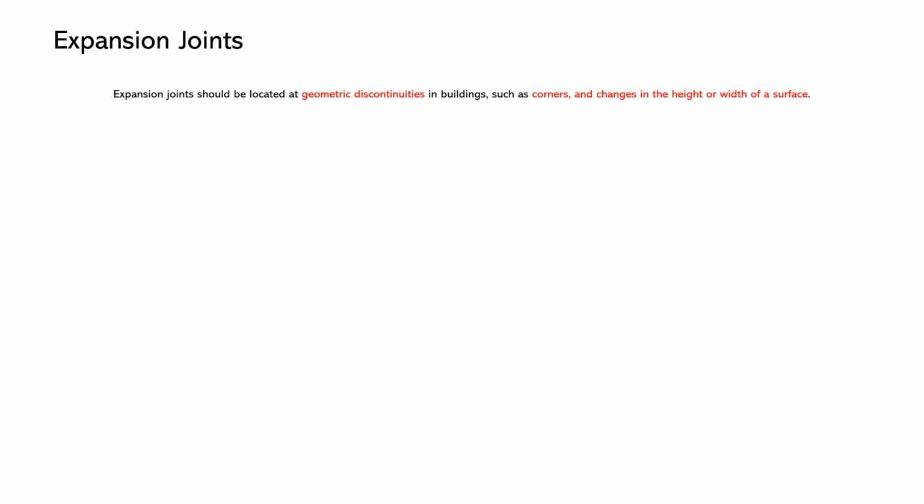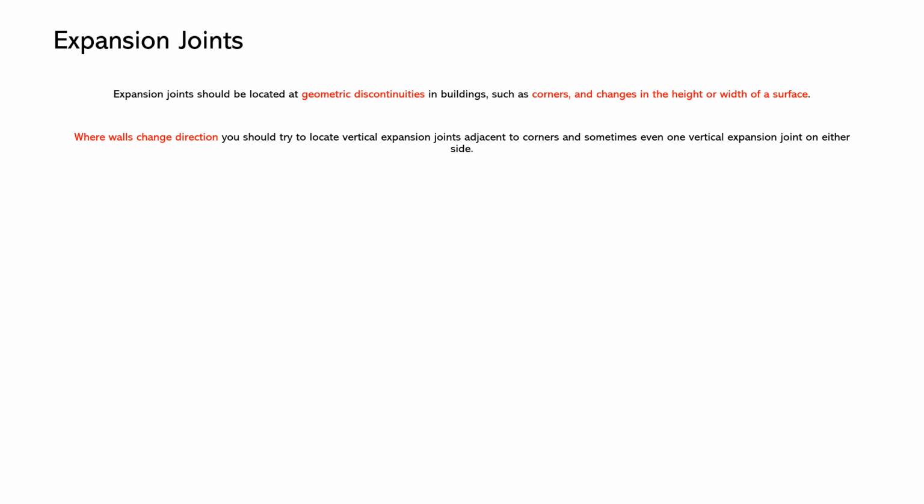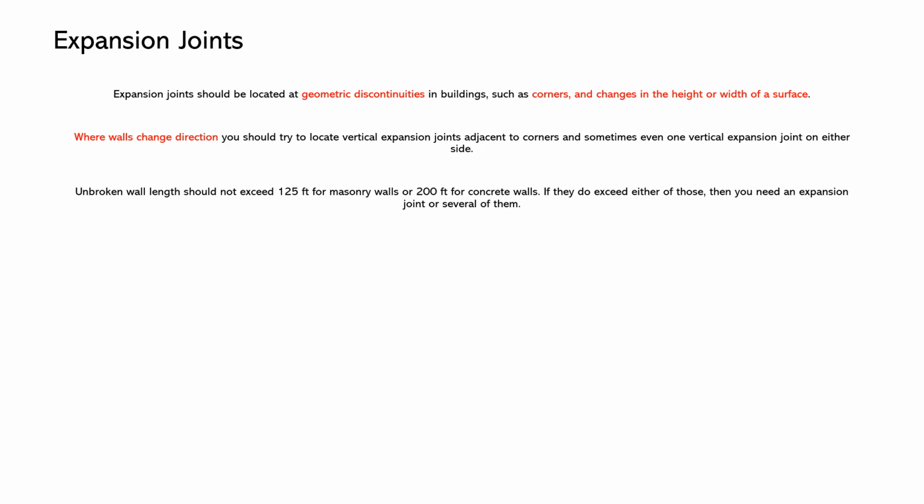Expansion joints should be located at geometric discontinuities in buildings such as corners and changes in the height or width of a surface. Where walls change direction, you should try to locate vertical expansion joints adjacent to corners, and sometimes even one vertical expansion joint on either side. An unbroken wall length should not exceed 125 feet for masonry walls or 200 feet for concrete walls. So that's the maximum that they can be. If they do exceed either of those, then you need an expansion joint or several of them.